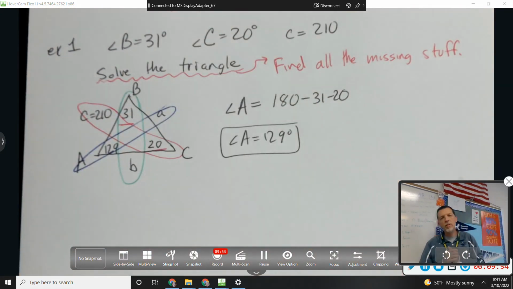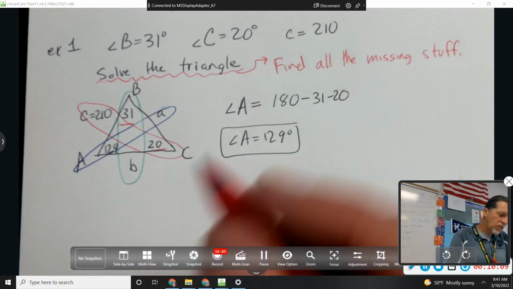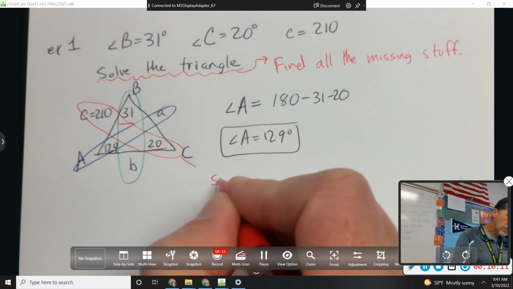So we have three pairs, but we only want to use two of them. Do you know which is one of the pairs we definitely want to use? Why the C stuff, the C pair? Because we know both of them. So let's definitely use the C information because we have both of them.